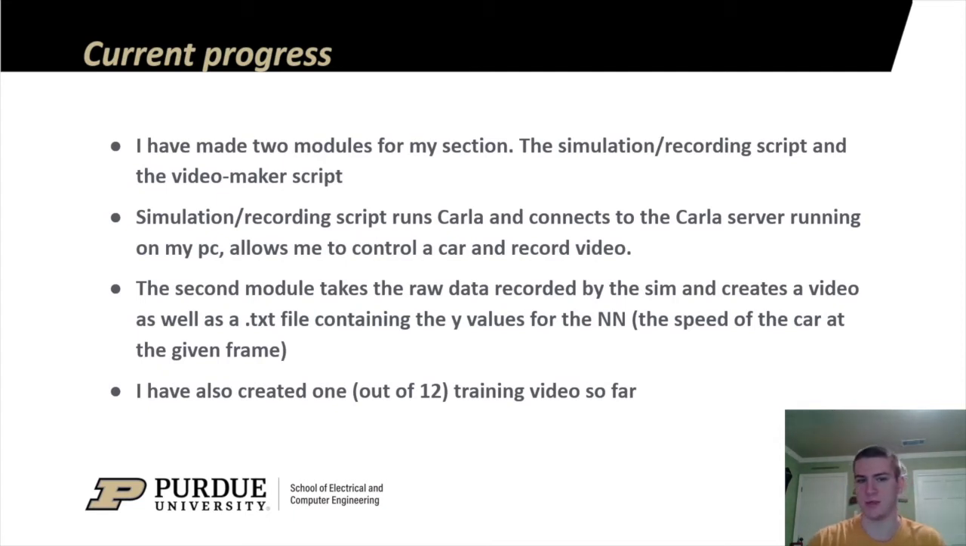My second module takes the raw data recorded by the sim and creates a video and a .txt file which contains the y values for the neural network to train on, where the y values are the speed of the car in kilometers per hour at any given frame. I've also created one of those videos so far.